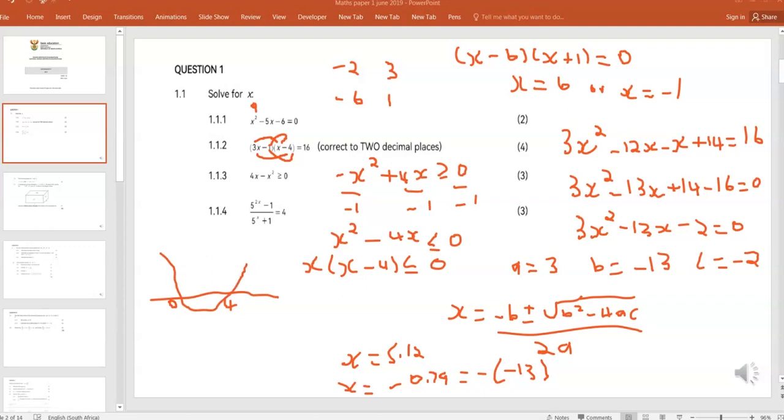So the initial question was asking us about that. But now if I look at the new one here, they're asking us where the x values will be less than or equal to 0. So you must look at your graph where the graph is below 0.